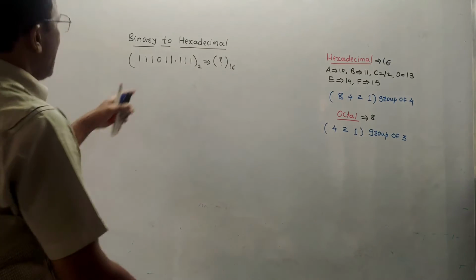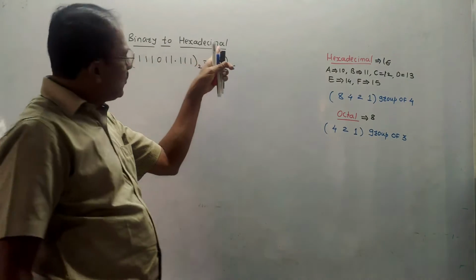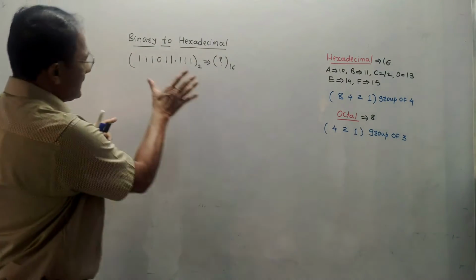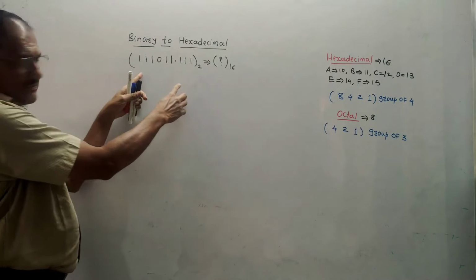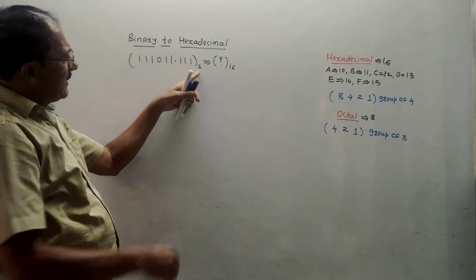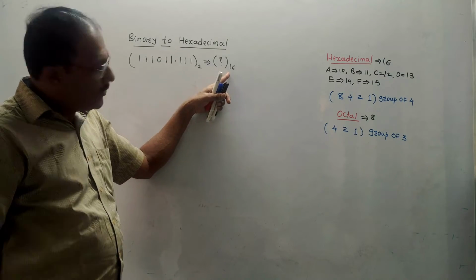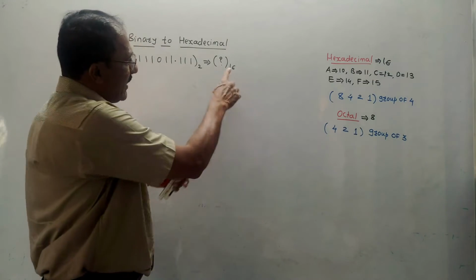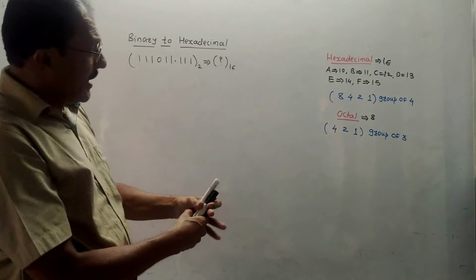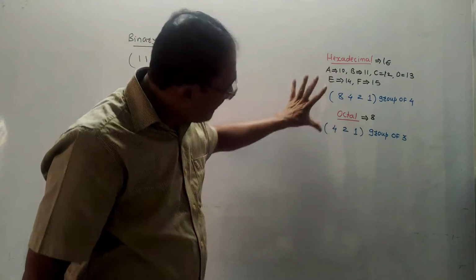The next part is how to convert a binary number into a hexadecimal number. Consider one example. Here some sequence of binary numbers is given. Base is 2, so it clearly indicates it is a binary number. We have to calculate its hexadecimal equivalent because base is 16. How to do it? I have written the rules in a simplified language.